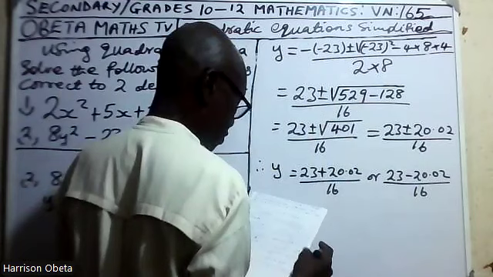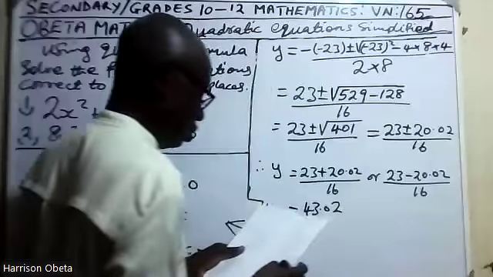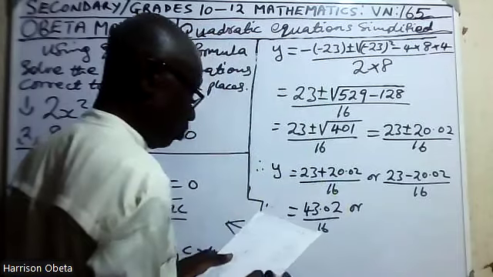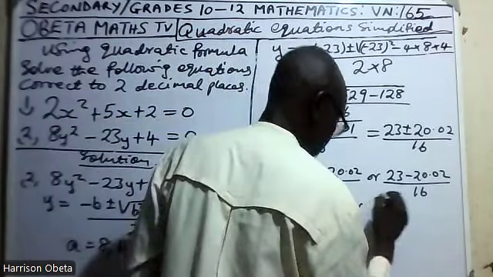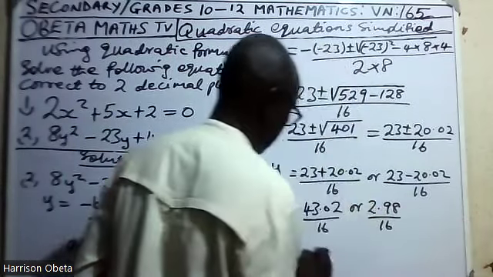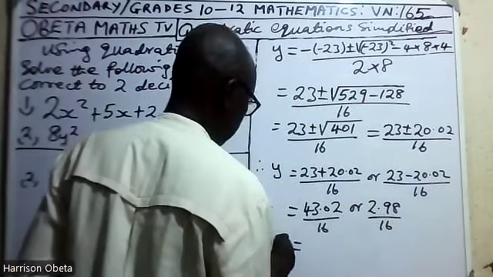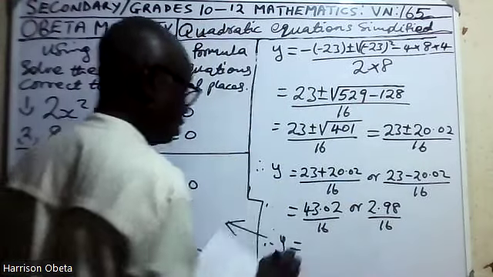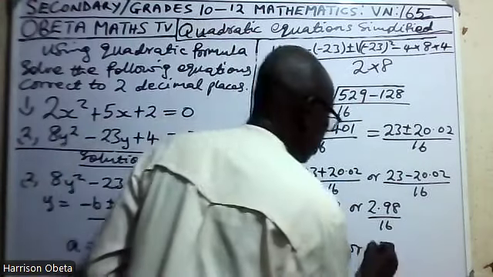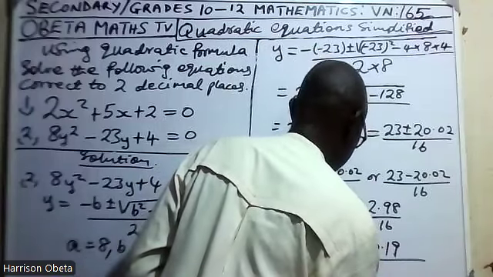And carrying out the addition and subtraction, we have 43.02 or 2.98, all over 16. You carry out the division, that will give us approximately, that means y now is approximately 2.69 or 0.19. So these are the answers.